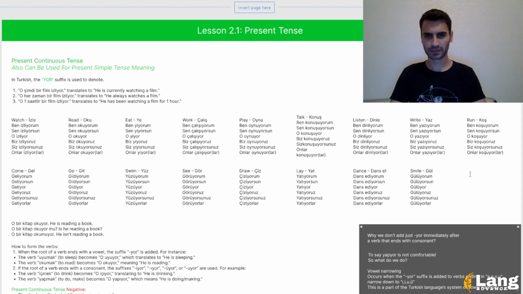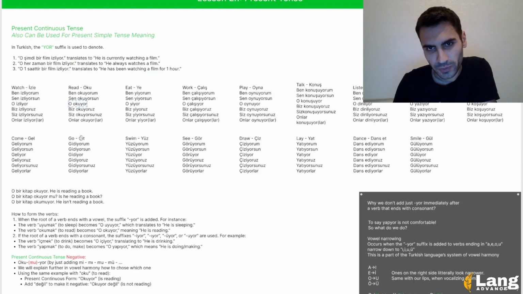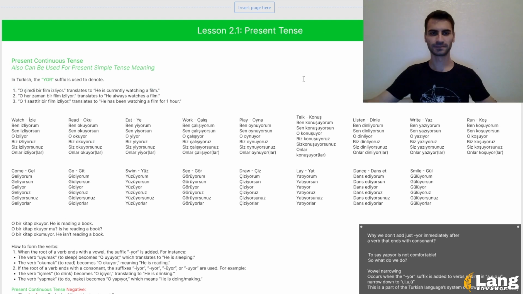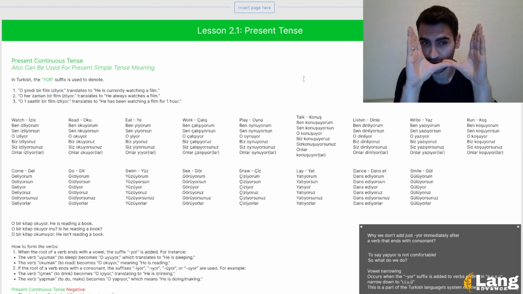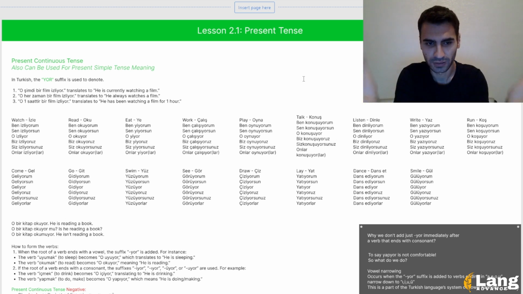Okay, in this lesson, I'm in this corner because there is information in the other corner. Another information. Am I in information? Okay, too much philosophy for present tense. Present continuous tense can also be used for present simple tense meaning, which means everything is simple because there is just one rule to rule them all, to tell everything you want in simple tense.